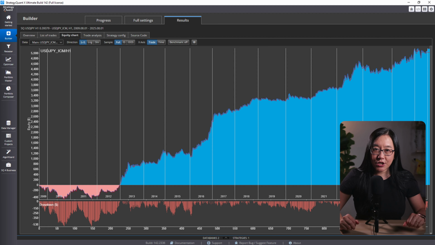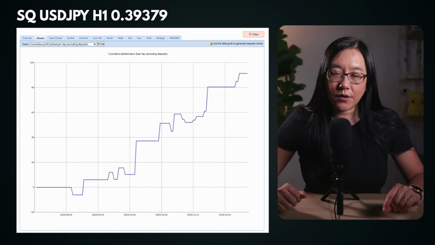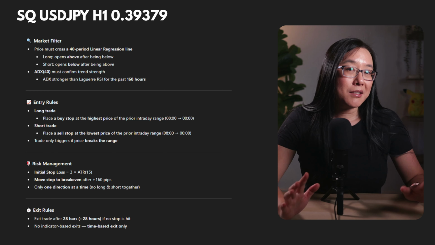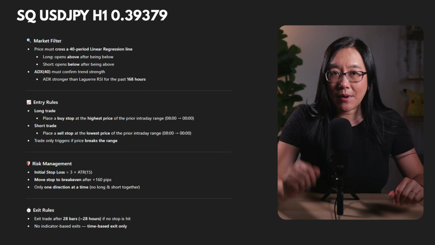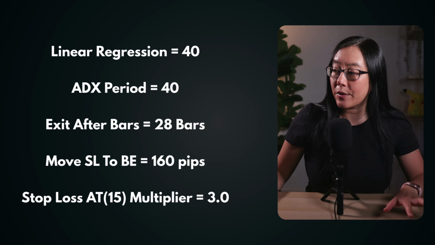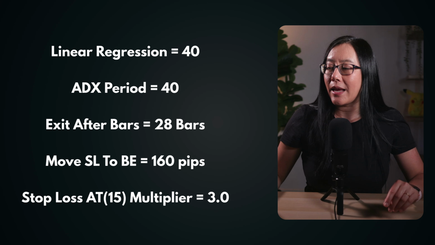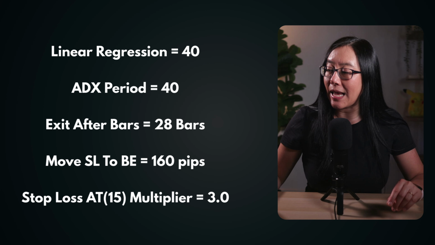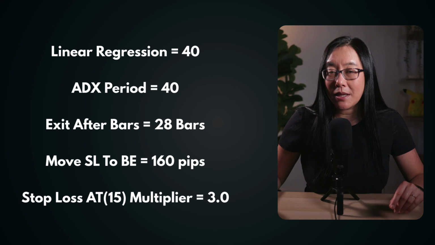I have a strategy here that I sent out to my students 4 months ago, which has been trading on a live account and has been profitable so far. And this is the logic for this strategy. It's pretty straightforward. There are 5 main parameters. It's using a linear regression value of 40, an ADX period of 40, exit after bars of 28, and move stop loss to break even at 160 pips, and a stop loss ATR multiplier of 3.